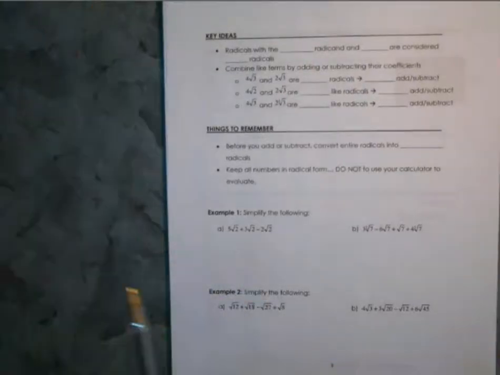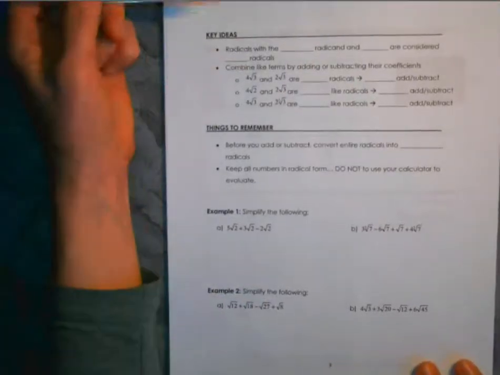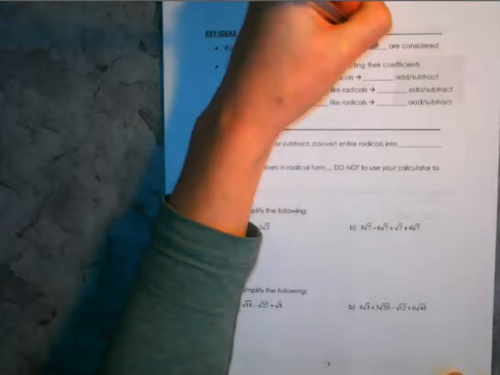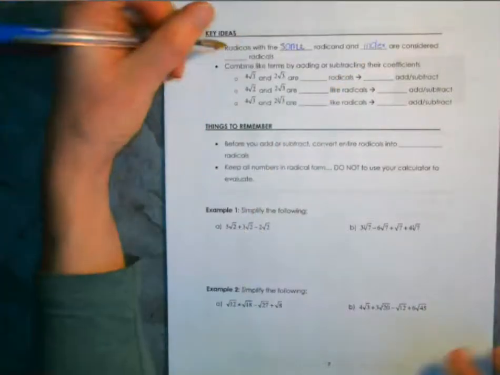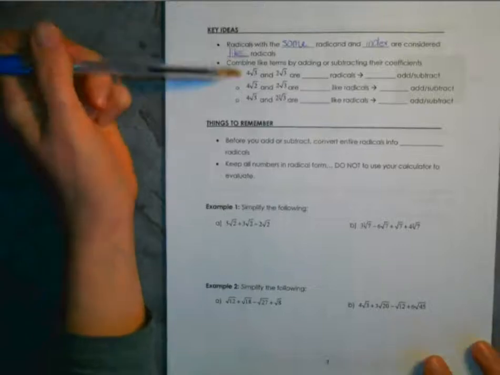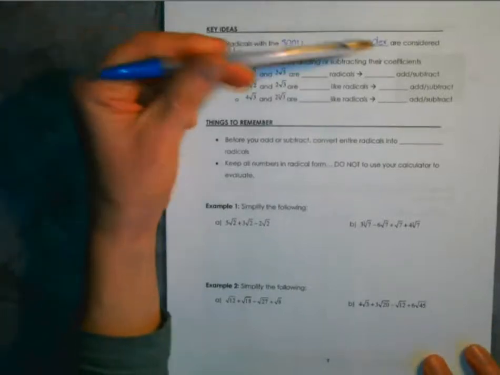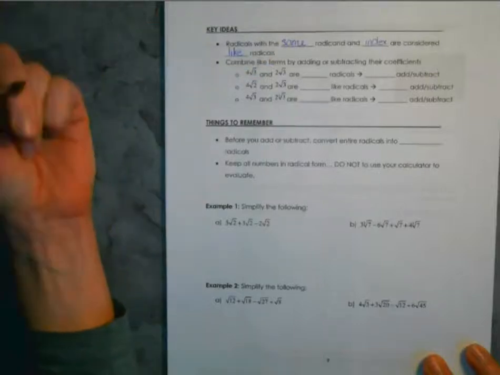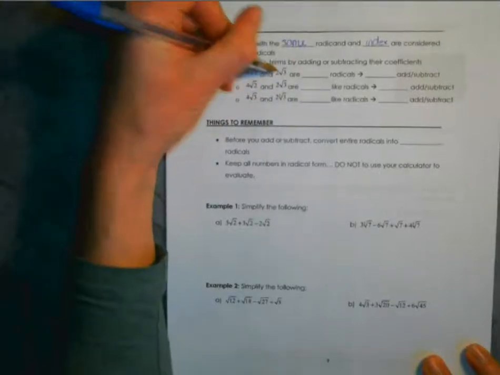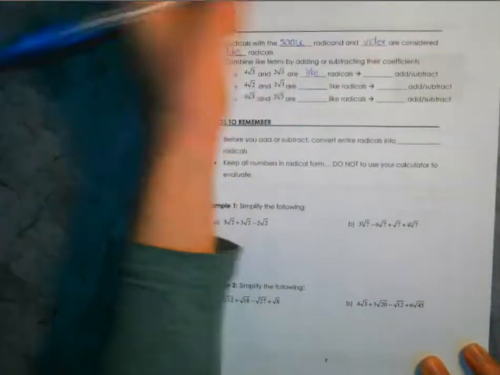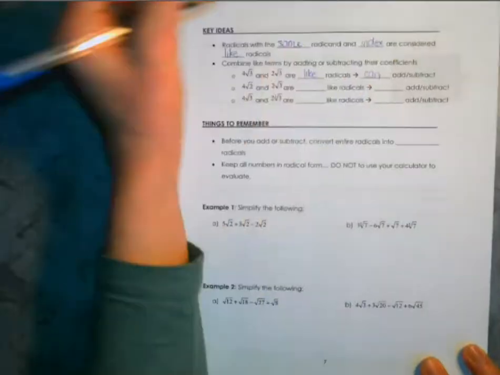Basically, we kind of just came up with it by doing that investigation. So radicals with the same radicand and index are considered to be what kind of radicals? Like radicals. You can combine like terms by adding or subtracting their coefficients. So 4 root 3 and 2 root 3, are they or are they not like? Well, they both are square roots, so that's good, and they both have a radicand of 3, so they are like radicals, and so that means you can add or subtract them.